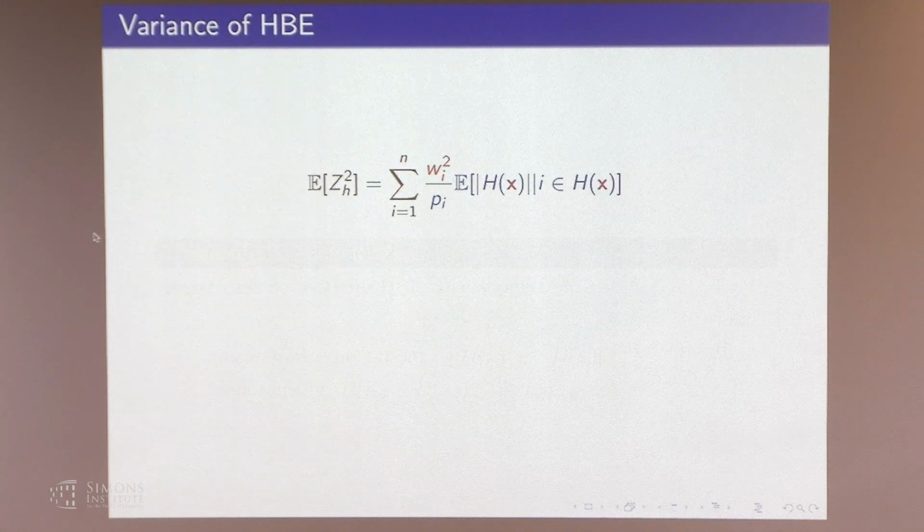Okay, so earlier I told you what the variance is for importance sampling. It was just the sum of the weights squared divided by the probabilities, right? In this case, it turns out that the variance of this estimator is exactly the same thing, but then there's this pesky term here. Okay, and this pesky term says it's the expected size of the hash bucket containing the query, given that I map to this particular hash bucket.